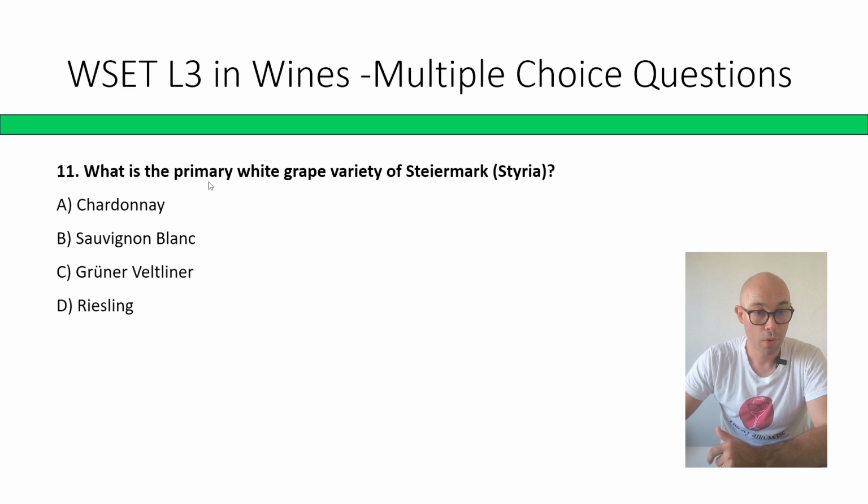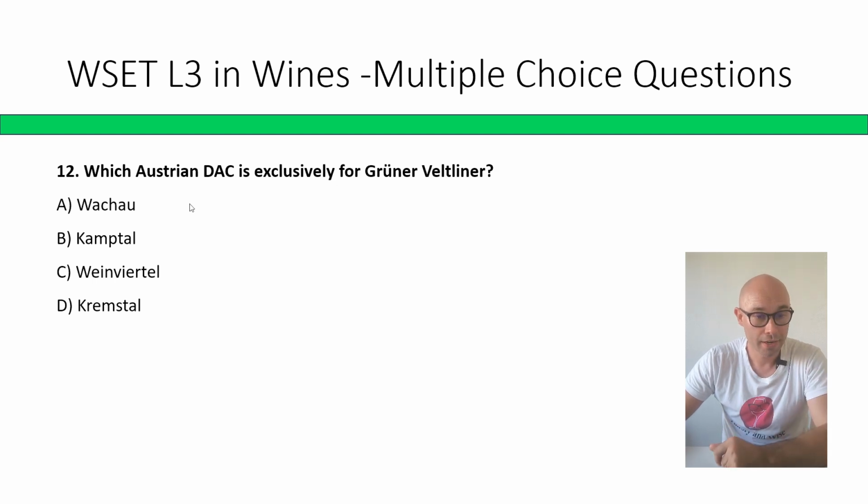What is the primary white grape variety of Steiermark, Styria? Chardonnay, Sauvignon Blanc, Grüner Veltliner, Riesling. The correct answer is B, Sauvignon Blanc. Which Austrian DAC is exclusively for Grüner Veltliner? Wachau, Kamptal, Weinviertel, Kremstal. The correct answer is C, Weinviertel.